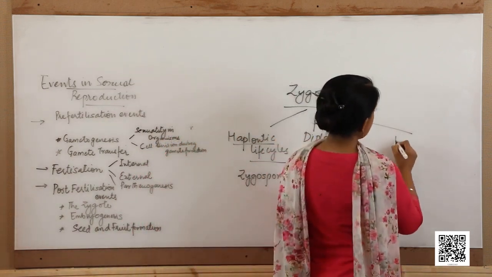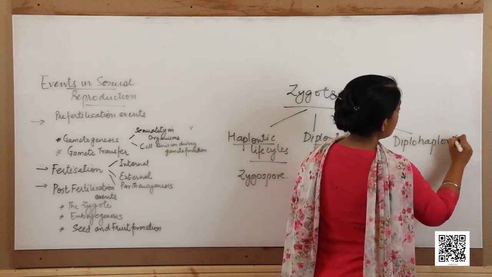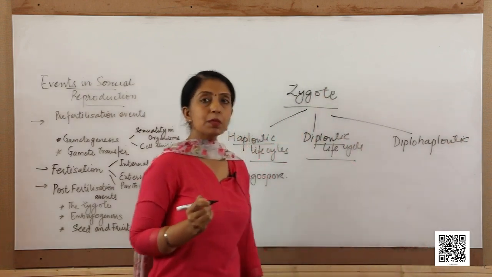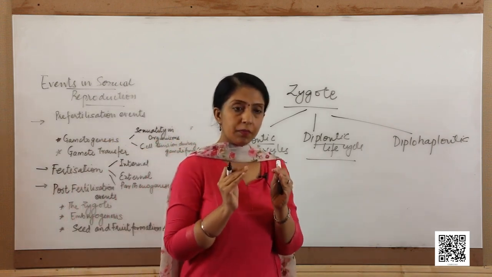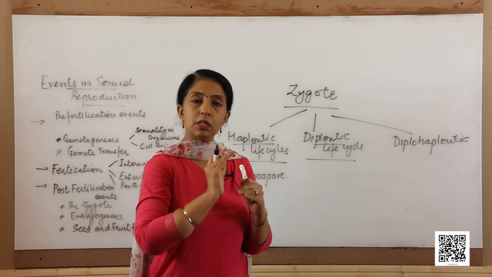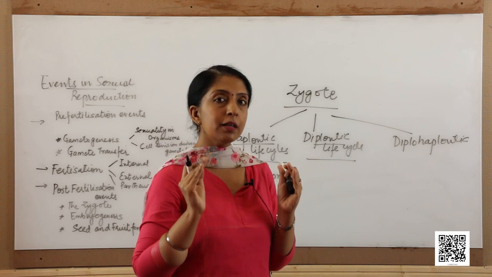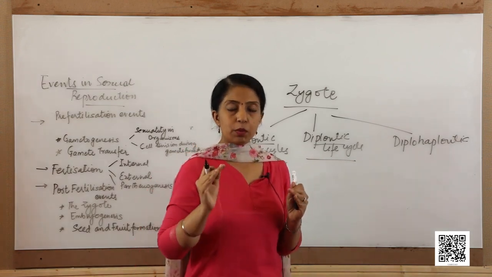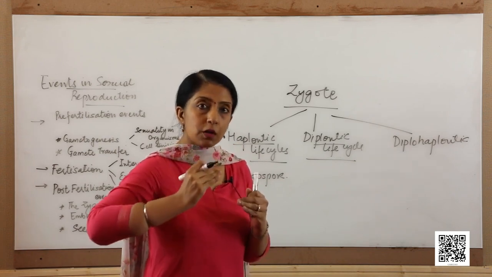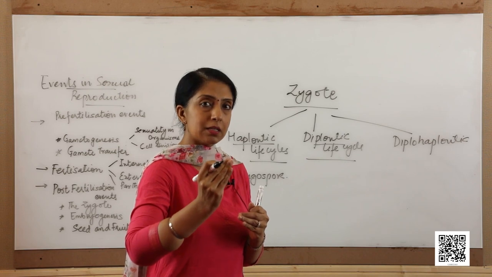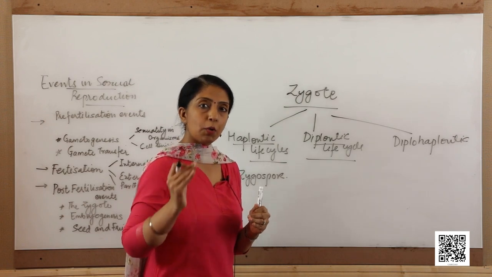The third type of life cycle is the diplohaplontic life cycle. In the diplohaplontic life cycle, the zygote, once formed, does not undergo any resting phase and forms a sporophyte, or a diploid individual. These diploid individuals later undergo meiosis and form the gametes, and these gametes then germinate to give rise to the haploid individuals.